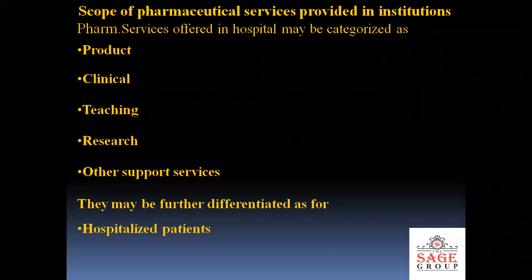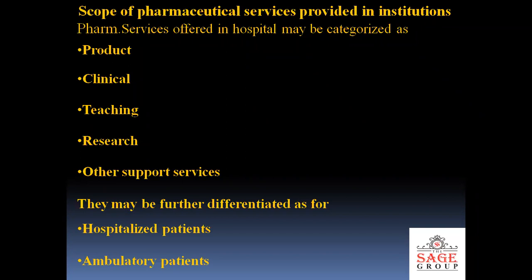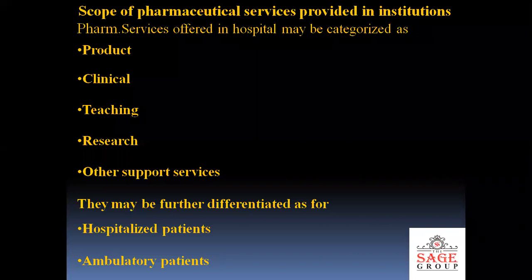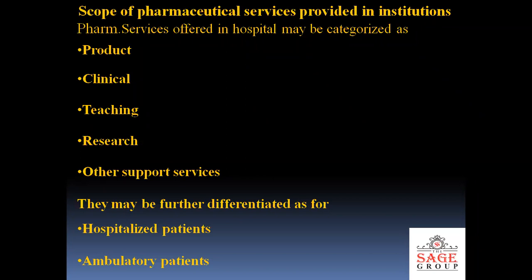Now this is the scope of pharmaceutical services provided in an institution. Just write down headings. The pharma services offered in a hospital may be categorized as product services, clinical, teaching, research, other support services. They may be further differentiated as hospitalized patient and ambulatory patients.